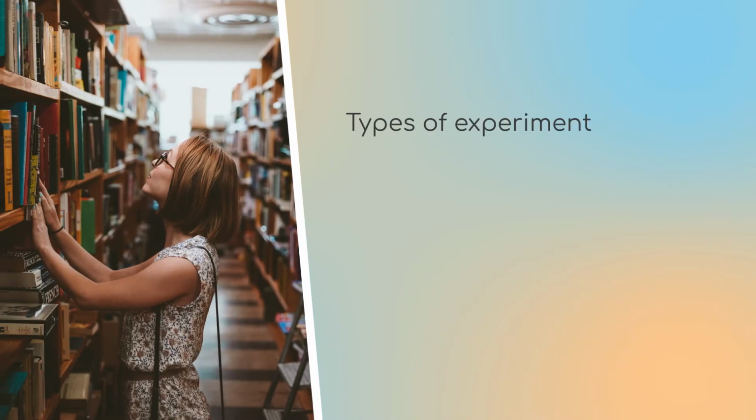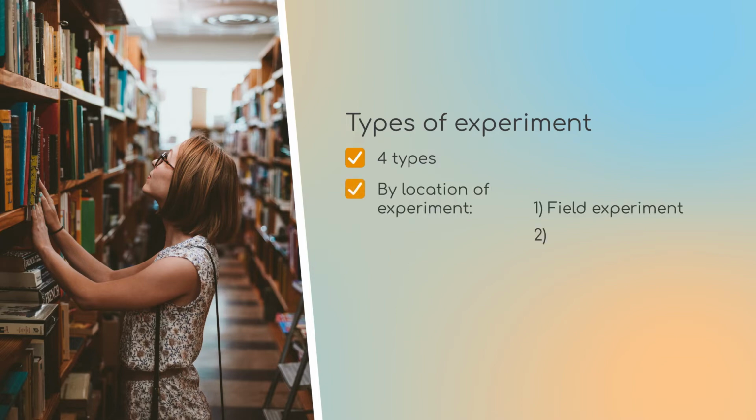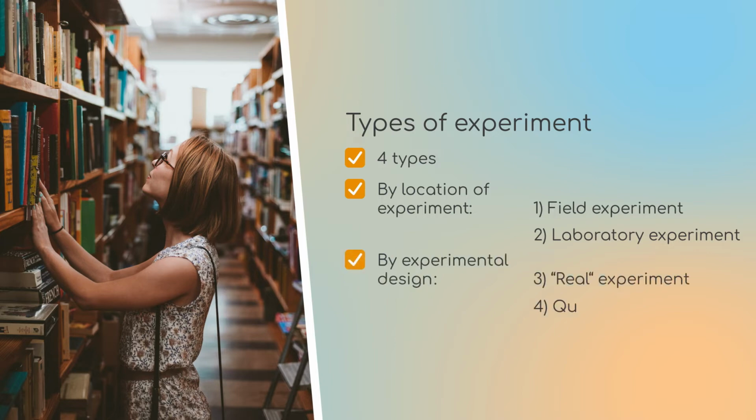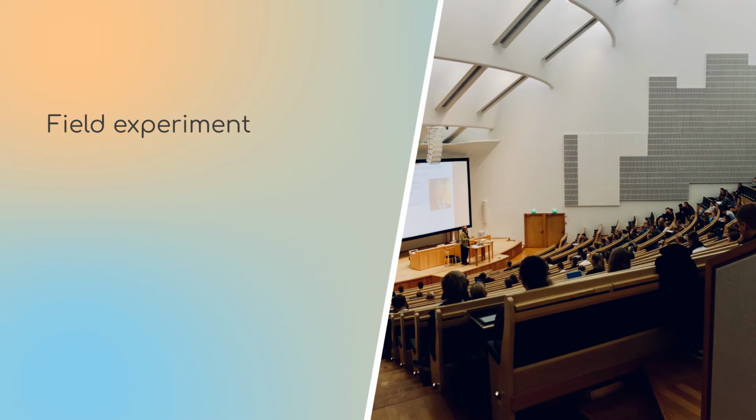Now that you know what essentially constitutes an experiment, we can look at the different forms of a scientific experiment. Altogether, 4 types can be distinguished. They can be classified according to the location of the experiment and the experimental design. The field experiment and the laboratory experiment are distinguished according to the location, the real experiment and the quasi-experiment according to the experimental design.